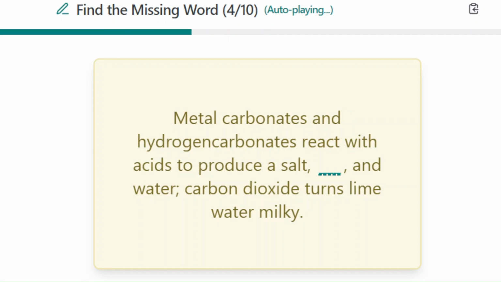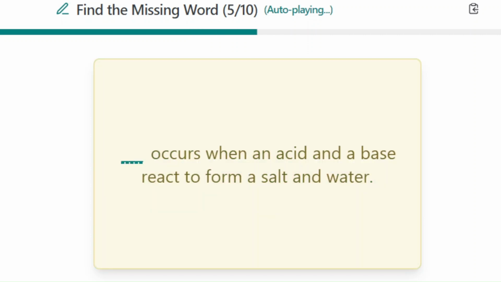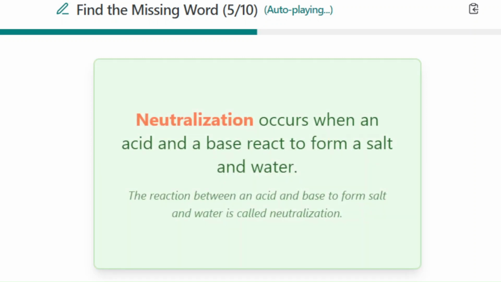Metal carbonates and hydrogen carbonates react with acids to produce a salt, dash, and water. Carbon dioxide turns lime water milky. Carbon dioxide. Explanation. Carbon dioxide is released when metal carbonates react with acids. Dash occurs when an acid and a base react to form a salt and water. Neutralization. Explanation. The reaction between an acid and base to form salt and water is called neutralization.